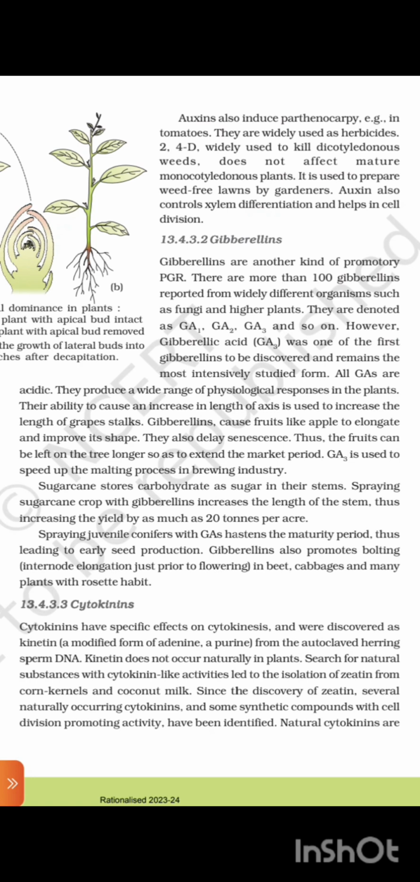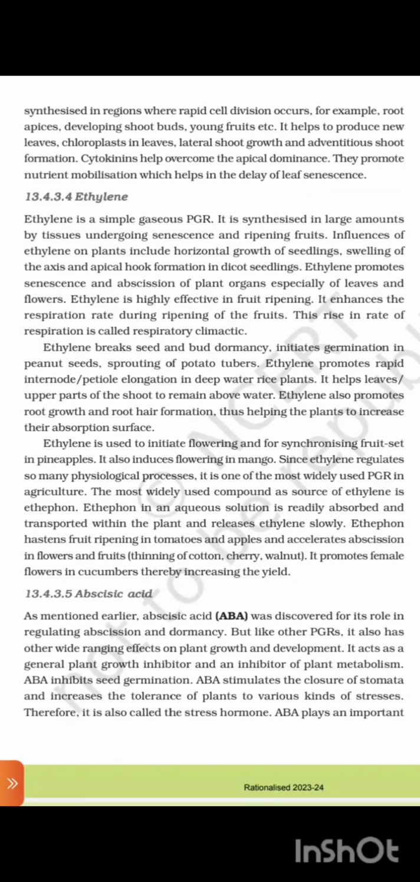Natural cytokinins are synthesized in regions where rapid cell division occurs, for example root apex, developing shoot buds, young fruits, etc. They help to produce new leaves, chloroplasts in leaves, lateral shoot growth, and adventitious shoot formation. Cytokinins help overcome apical dominance.